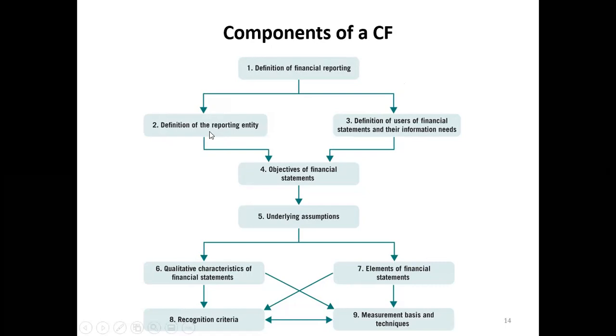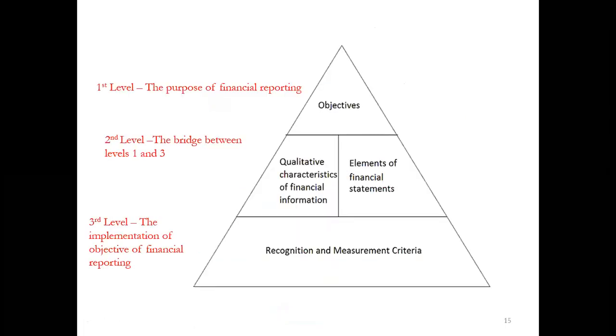We'll be discussing the objectives of financial reporting, the definitions of users of financial statements and their information needs, the underlying assumptions, qualitative characteristics, elements, measurement basis, recognition criteria. So this is going to be the aspects that we'll be discussing from this point onwards. More precisely, we are going to look at the objective, qualitative characteristics, element, recognition, and measurement. And you can see that.